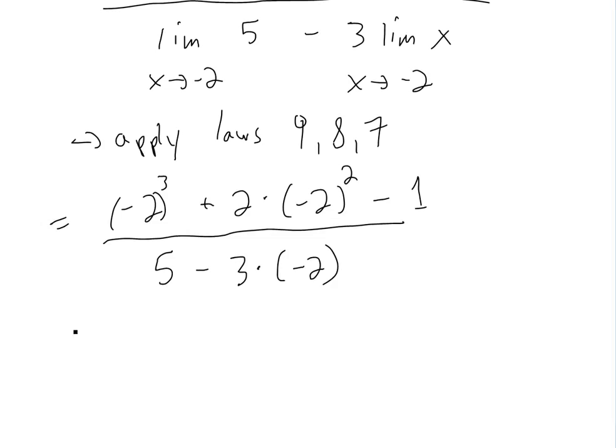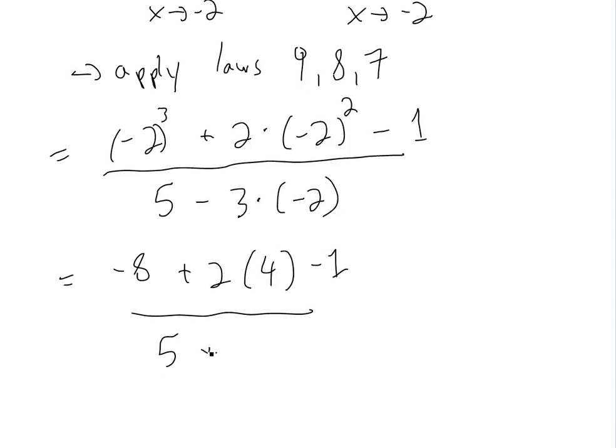In this case, it's going to be negative 8 on the top, which is negative 2 times negative 2 times negative 2, and plus 2 times 4, minus 1, divided by 5 minus, or 5 plus 6. So in this one here, this is an 8. So it's negative 8 plus 8, which cancel. So we're left with negative 1 divided by 11 here.